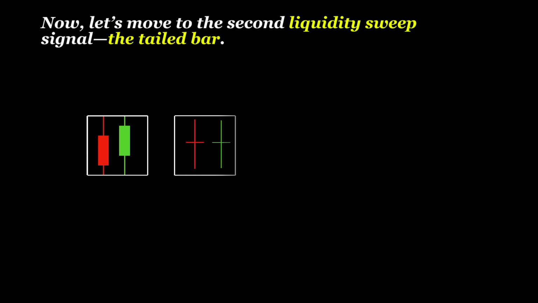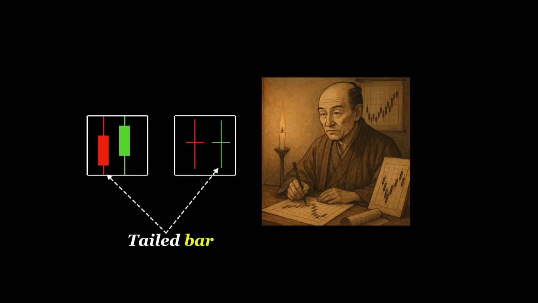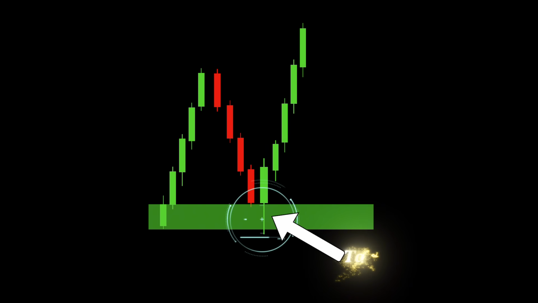Now, let's move to the second liquidity sweep signal, the tailed bar. A tailed bar is a candlestick pattern where the body is small, but the key feature is the long tail or wick extending from one side of the candle. This tail represents the area where price was rejected, indicating that smart money stepped in to reverse the move after the liquidity sweep. The long tail shows where the market tested liquidity but quickly reversed, leaving that tail behind. We can also consider a doji as a type of tailed bar, using it as a confirmation signal in the same way. Let's start with a tailed bar at a demand zone.